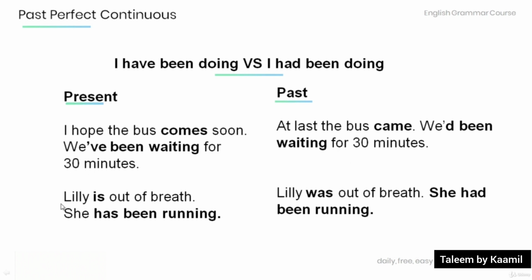Present. Lily is out of breath. She has been running. Past form. Lily was out of breath. She had been running.